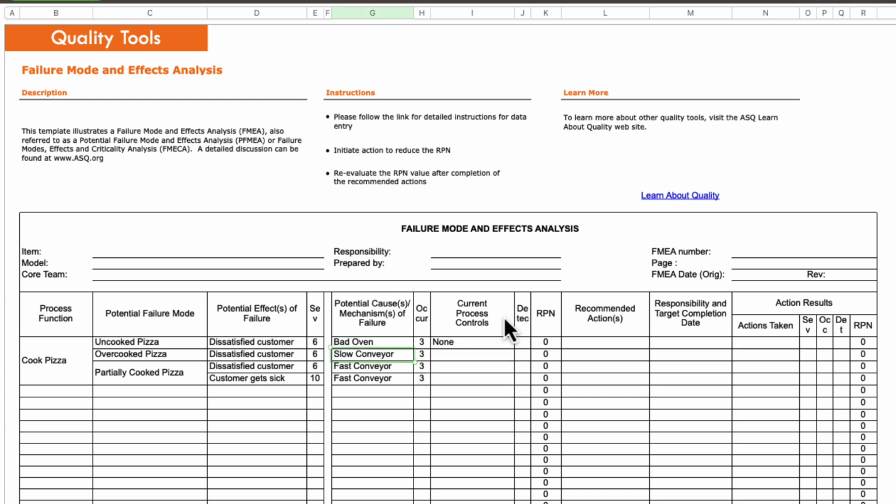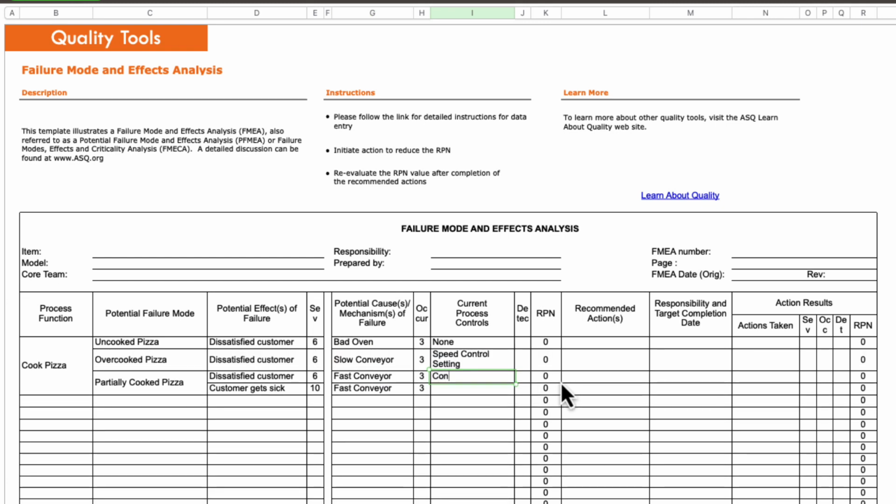Now let's look at slow conveyor. What kind of process controls do we have in place for a slow conveyor? I'm going to say that they have a speed control setting, and same thing for fast.